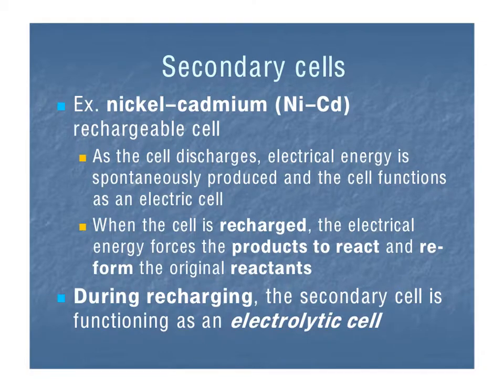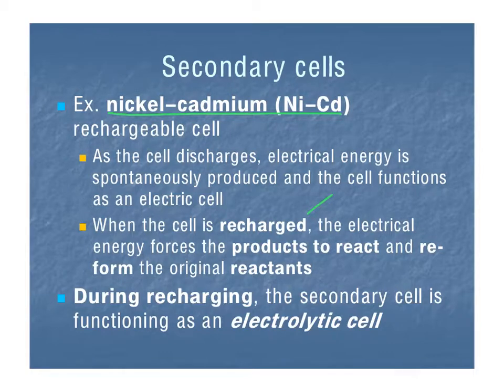One example of an electrolytic cell is what's called a secondary cell. In this case, we're going to look at a nickel-cadmium cell, and this is one of the first forms of a rechargeable battery. During normal operation, the cell discharges and it functions as a voltaic cell and produces electrical energy from chemical energy.